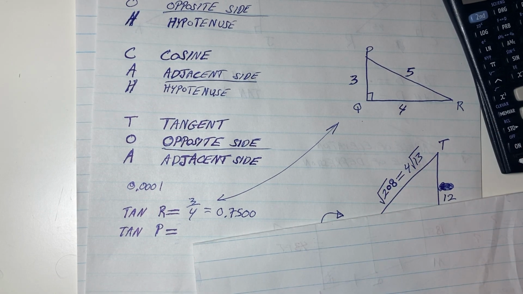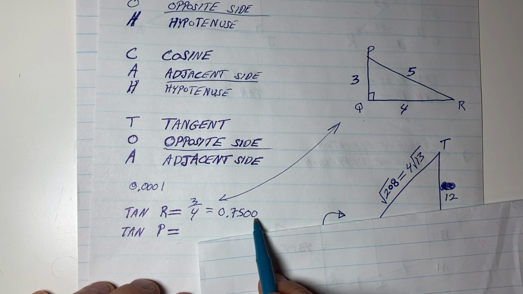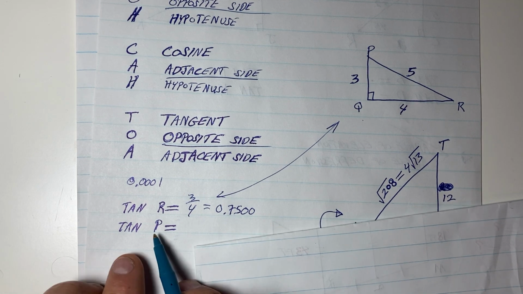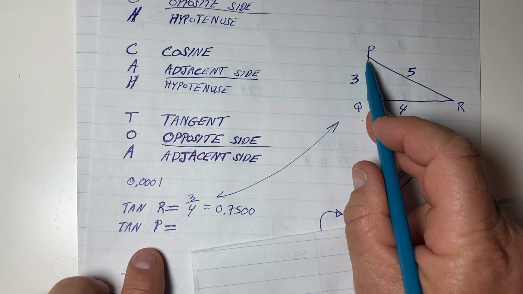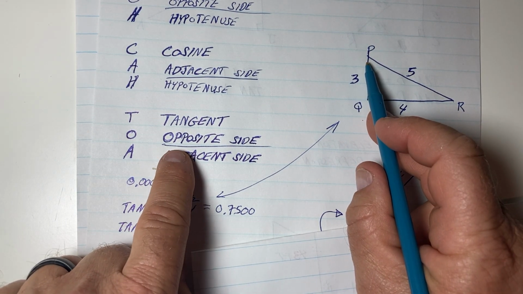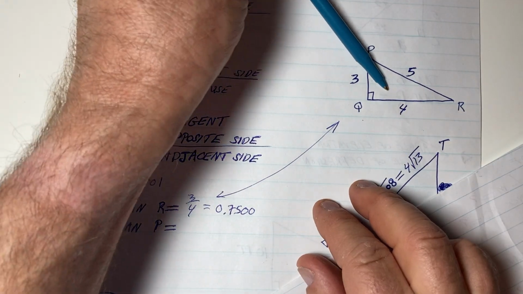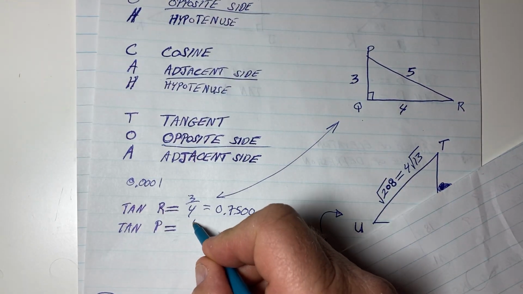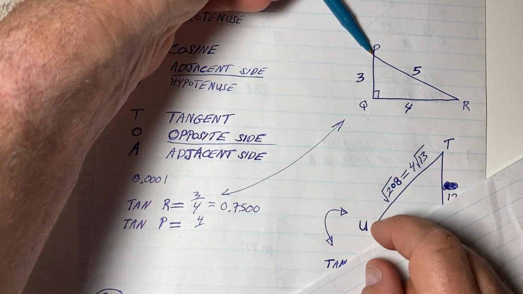Okay, that's a fraction. That's 4 places past the decimal. Done. Now find the tangent of P. Where's P? Here's P. Tangent of P is going to be the opposite side divided by the adjacent side. Opposite is 4. Relative to angle P, the adjacent side is 3.